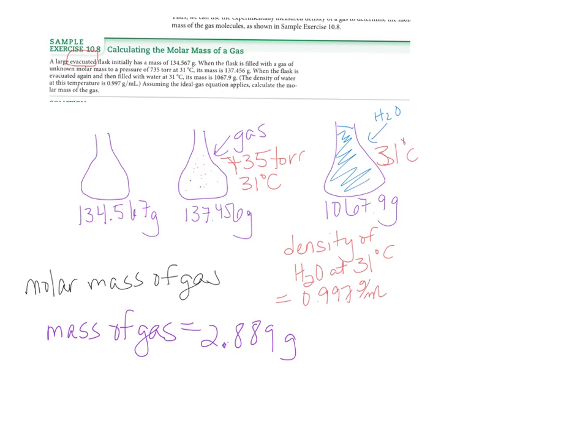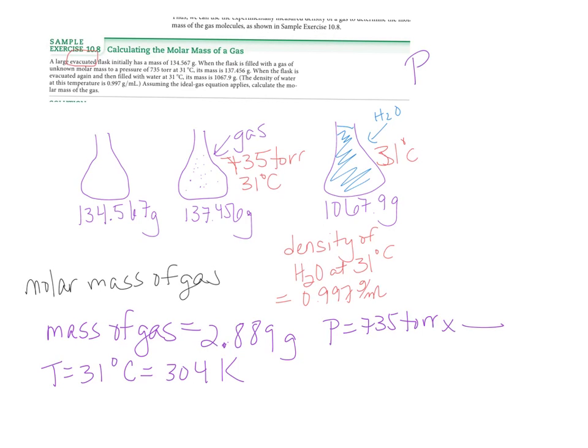So I have a mass of gas. What else do I have? I have a temperature. My temperature is 31 degrees Celsius, which I'll convert to Kelvin by adding 273. 31 plus 273 is 304 Kelvin. I have a pressure. My pressure is 735 torr, and if I want to convert that to atmospheres, I'll come back and do that in a second. If I use the ideal gas law, I'll probably want to convert it to atmospheres.